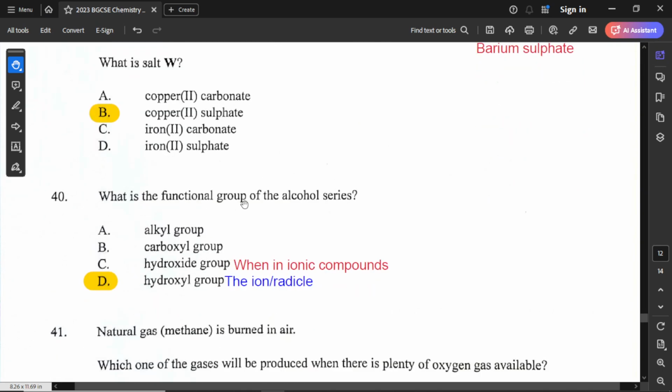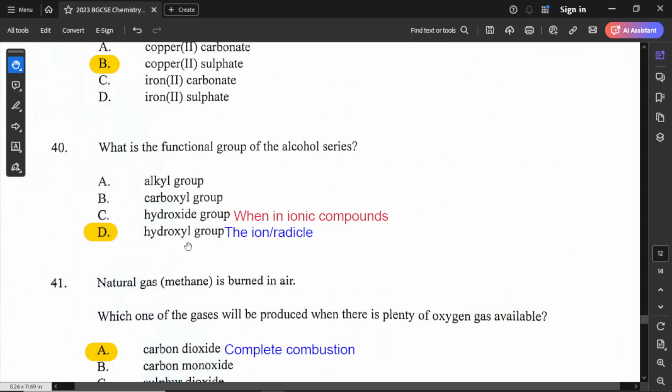40. What is the functional group of the alcohol series? And that here is hydroxyl group. And just to make a note right here, there's a big difference between hydroxide group and, matter of fact, we don't really call it hydroxide group, to be honest, because hydroxide, you call it OH hydroxide when they react with ionic compounds. For example, you say calcium hydroxide, magnesium hydroxide, aluminum hydroxide. All right, so that is the name of the hydroxide when it reacts with a metal generally or in ionic compounds. However, the hydroxyl group is a proper name for the ion or the radical of that functional group, all right, which is OH.